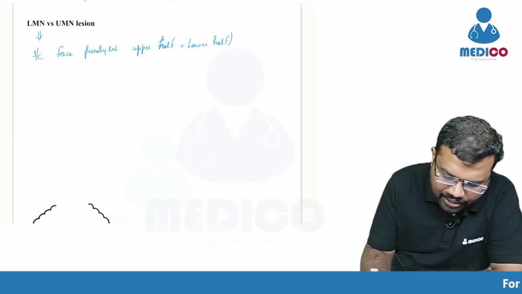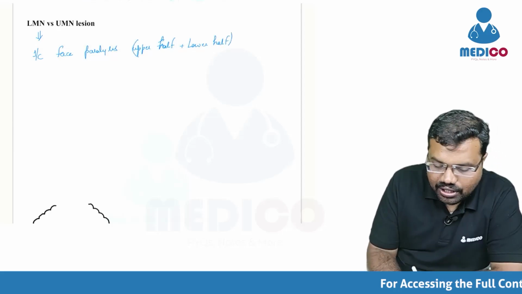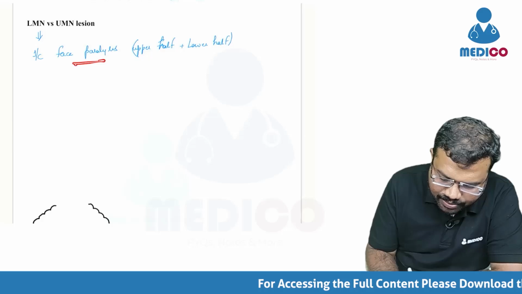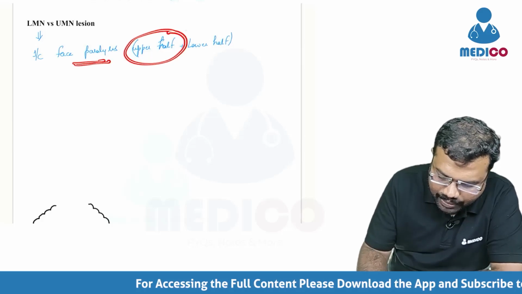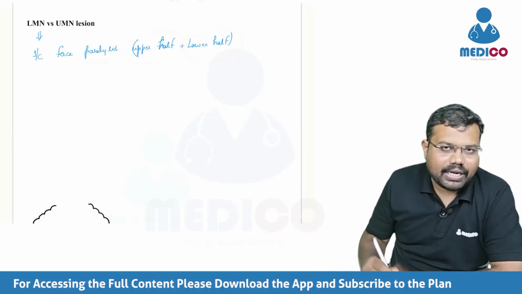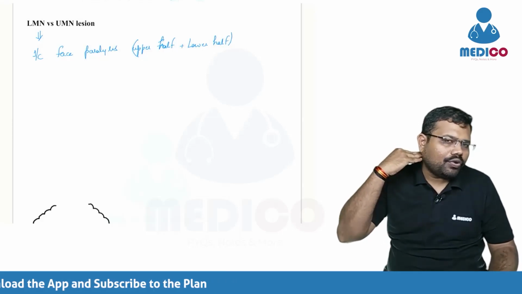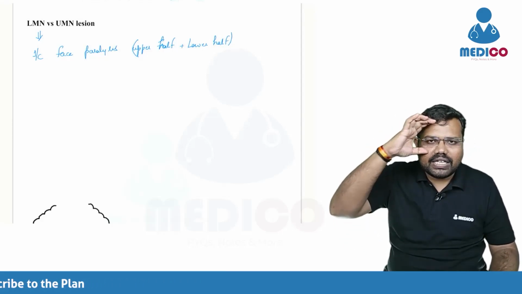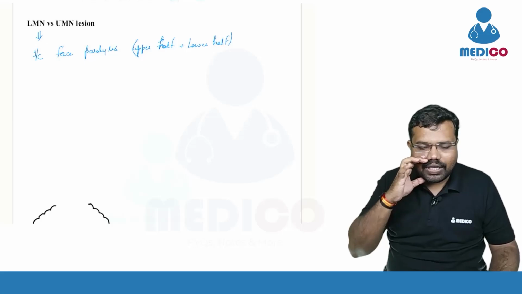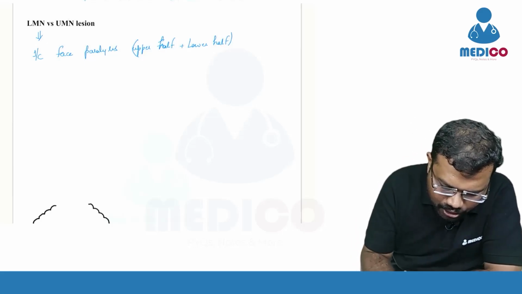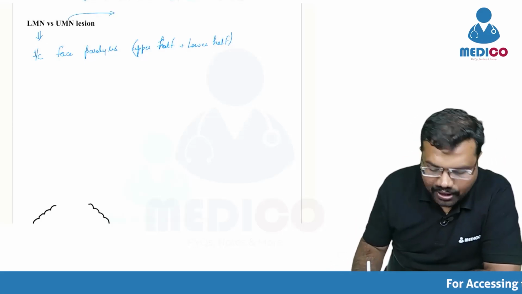For example, if the right side facial nerve is injured, then right side face paralysis will be present: the right upper face will get paralyzed, and the right lower face also will get paralyzed. For example, this is the right side of the facial nerve. If it gets injured at the level of the stylomastoid foramen, the right upper face will be paralyzed, and the right lower face also will get paralyzed. But in case of upper motor neuron lesion, it is different.